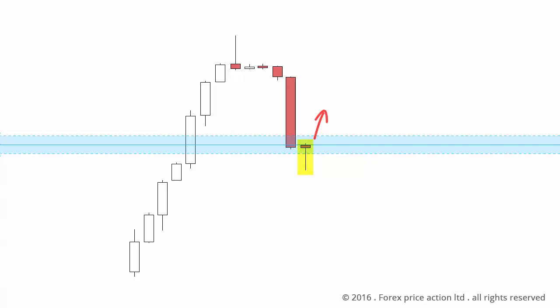If price breaks the high of this indecision candle, you can enter a trade here with a stop loss here and a target around here. Like I said, I'm going to cover stops, targets, and entries in depth later. For now, I just want you to understand this setup and how it works. So let's review this setup.